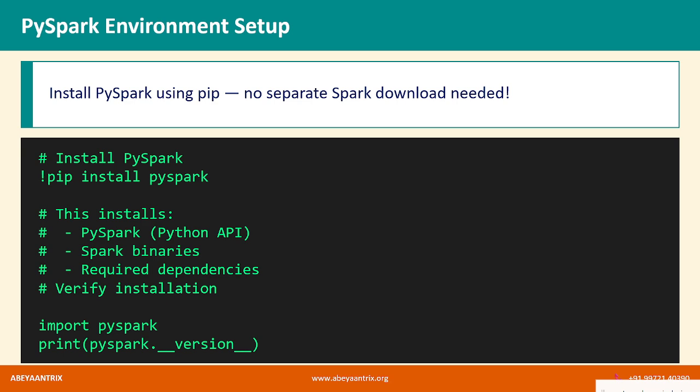Okay. So what you have to do, first thing, install PySpark. So how do you install PySpark? pip install pyspark. So this is the command. Okay. This installs what? It will install PySpark, that is the Python API. It will install Spark binaries, required dependencies, everything which is required for PySpark. Then you have to import that, and if you want you can check the PySpark version. So you can print pyspark.__version__. If you use this, you can see what version of PySpark you have installed. Okay. So this is the first step.